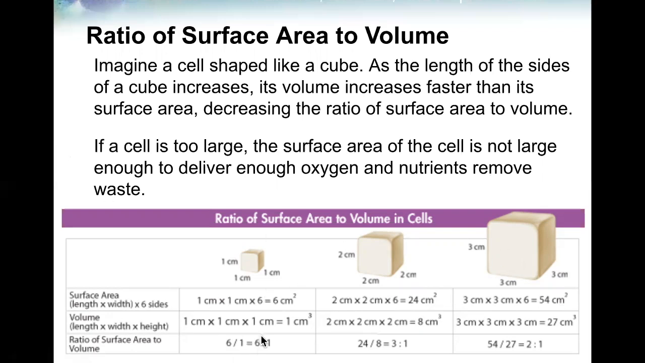So the ratio is 6:1, a good amount of surface area for exchange. But when you get larger, the inside of the cell just doesn't have access to the surface. It's only a 2:1 ratio.